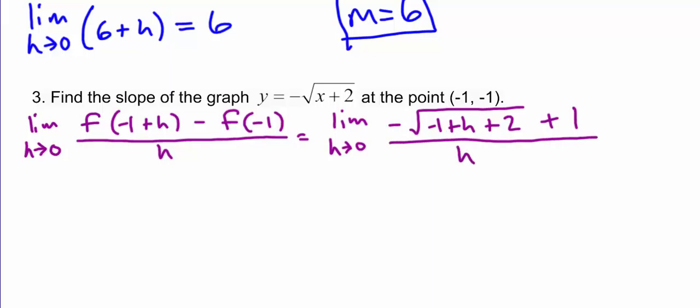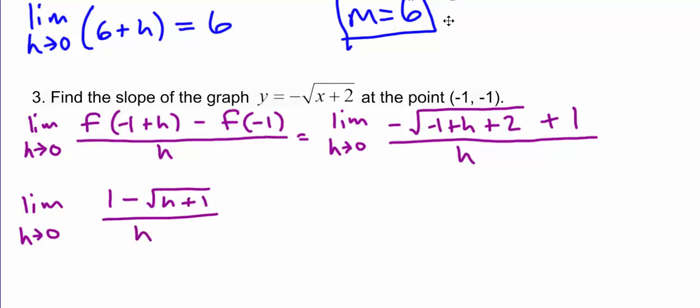Now you may have realized we're going to have to do a little bit of simplification here. Actually, I'm going to do a little simplification first before I deal with the conjugate. I think that might help make sense. So the limit as h approaches 0, and I'm going to reverse the order of the numerator and make it 1 minus the square root of, and then I'm going to go ahead and change that to h plus 1 at the same time, over h. Now we'll go ahead and deal with the conjugate.